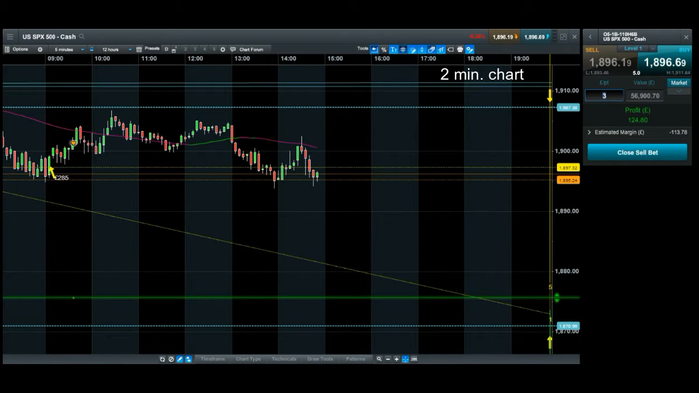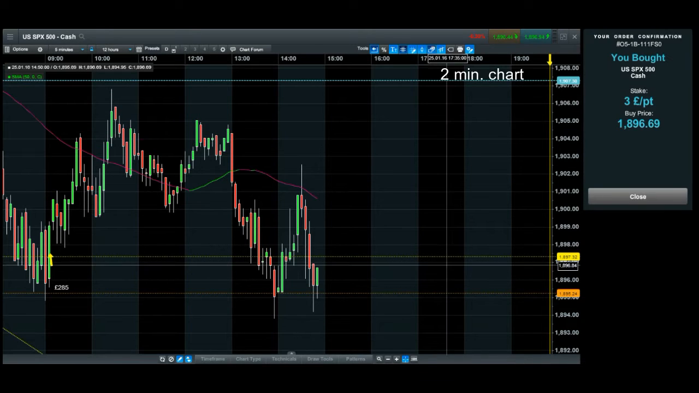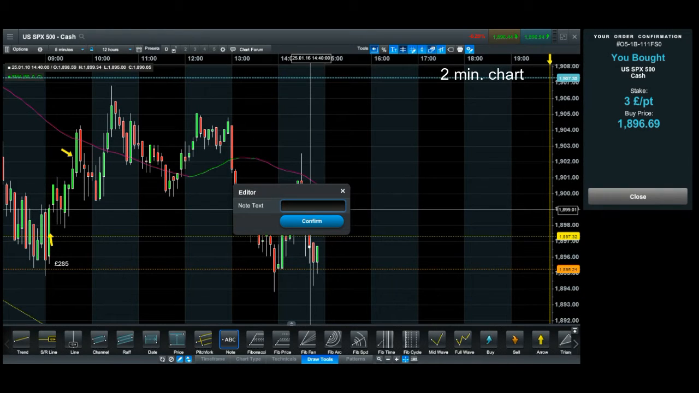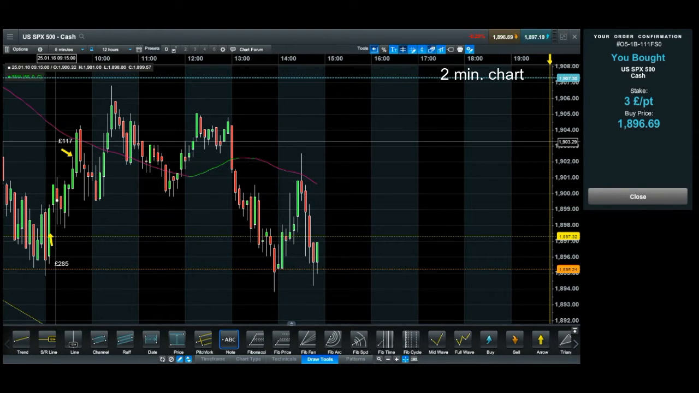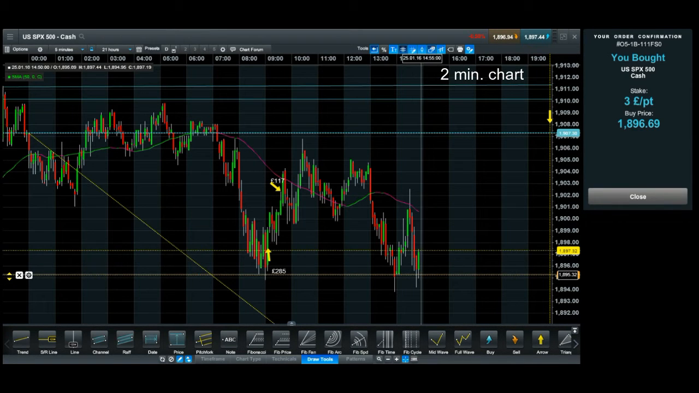Okay, so it's 124, okay, and £117. That's where I got to go. Credit £117. Let's wait and see what happens when it climbs up to the simple moving average.